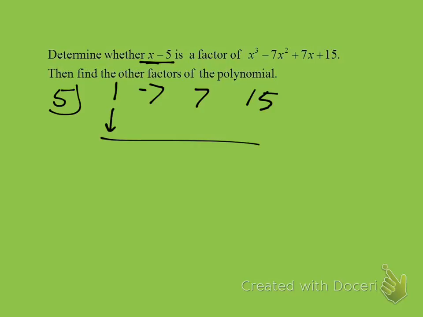You run through your synthetic divisions, you bring your 1 down. You times your 1 by 5, you get 5. You add it with negative 7, you get negative 2. You times negative 2 by 5, you get negative 10. You add it with 7, you get negative 3. You times it by 5, you get negative 15. You add it with positive 15, you get 0.